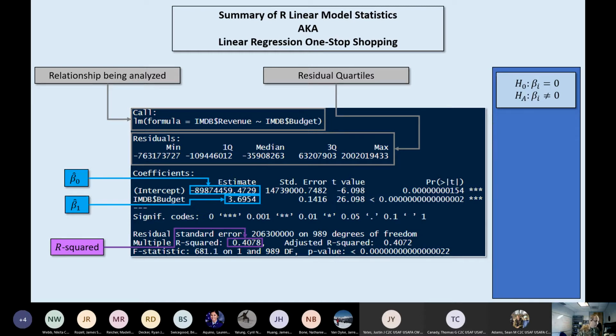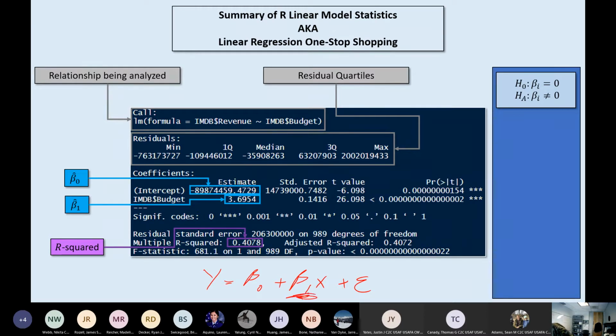Sometimes we do, but normally we care about beta 1, because if my null hypothesis is that beta 1 equals 0, remember, my overall equation that I'm trying to model is y equals beta naught plus beta 1 x plus epsilon, right? If my null hypothesis is that beta 1 equals 0, that is the equivalent to saying there is no linear relationship, right?